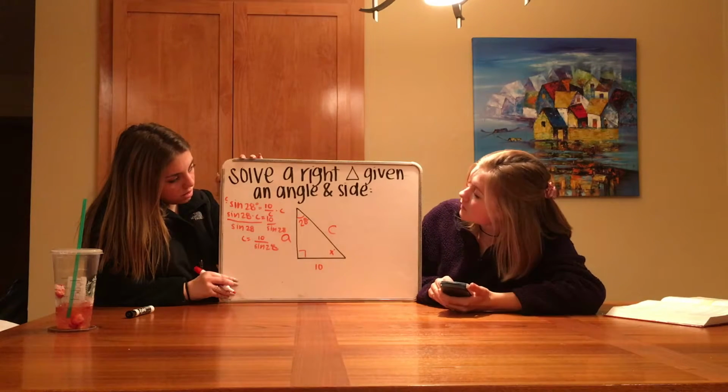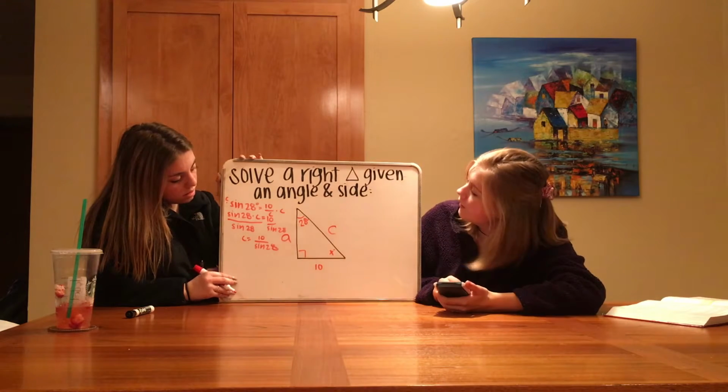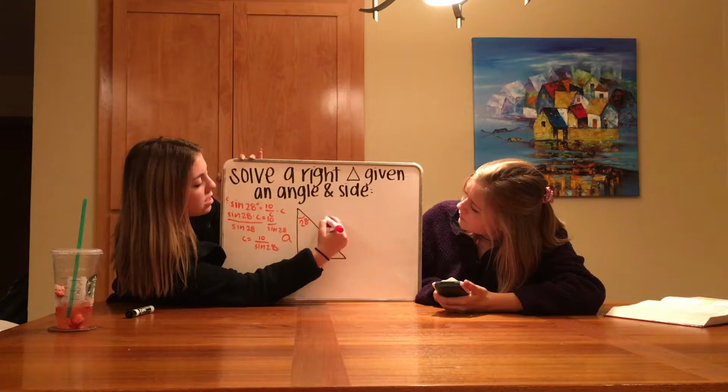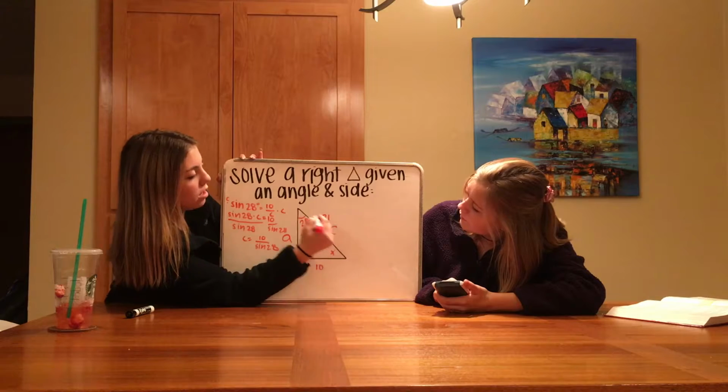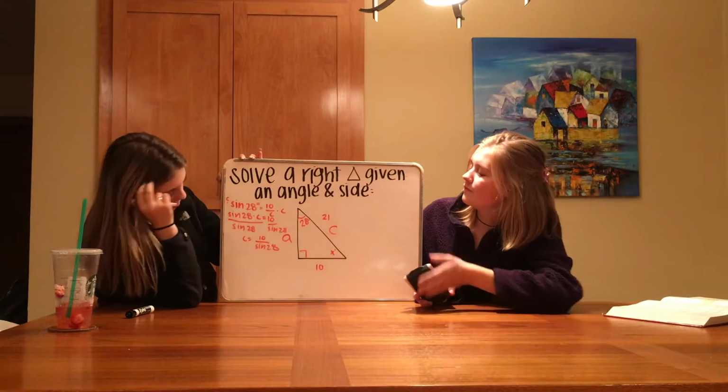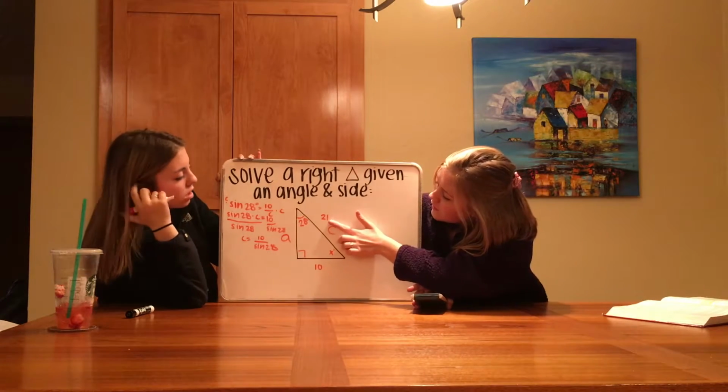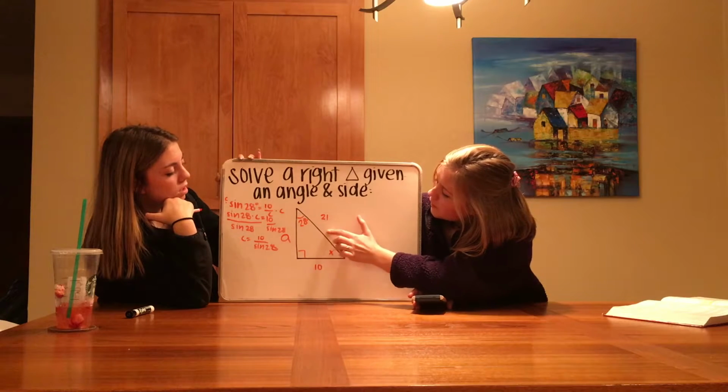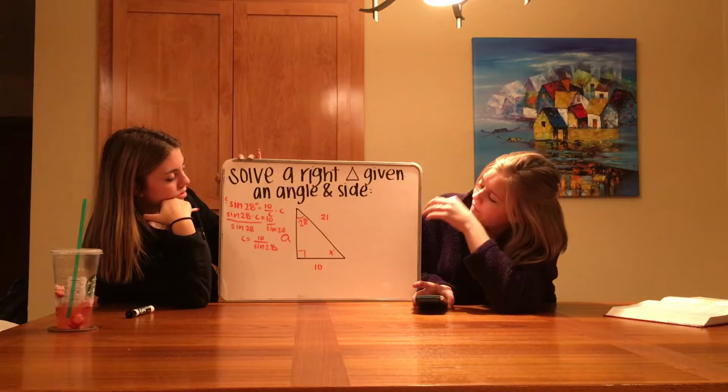And that gets you 21. So our hypotenuse, C, is 21. So we're going to erase C. And now we know that our hypotenuse length is 21. So now all we need to find is A and X.